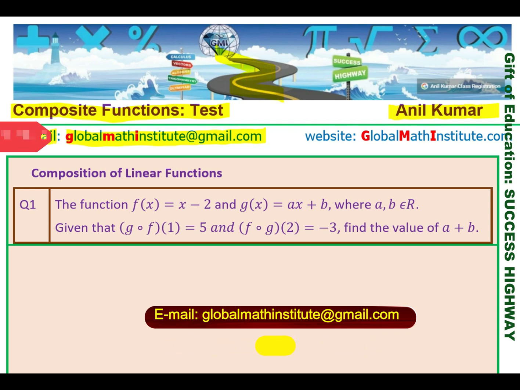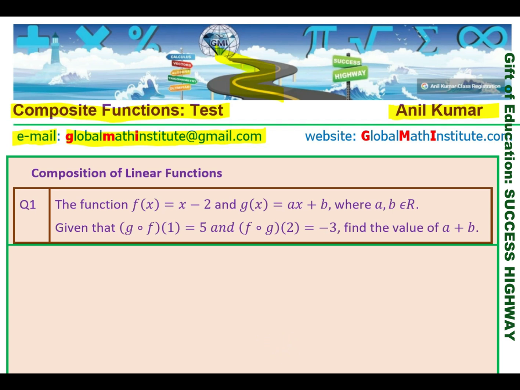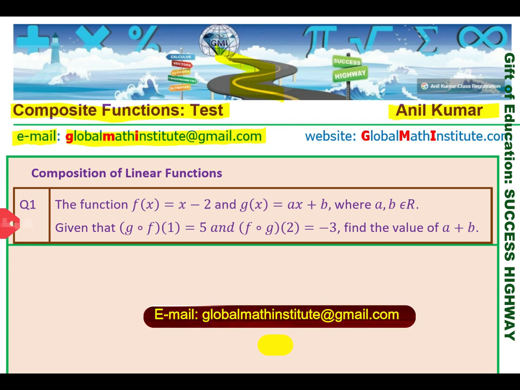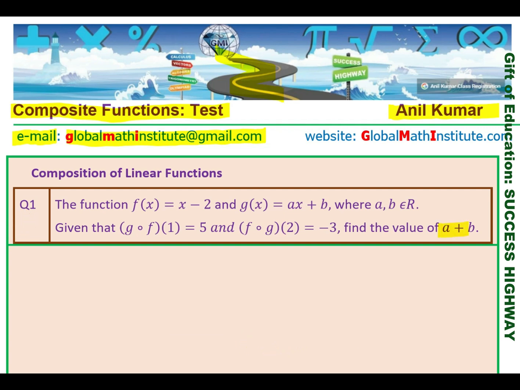So here are the questions. Question number 1 is right before you, which is the function f of x equals x minus 2 and g of x is ax plus b, where a and b are real numbers. Given that f of g of 1 is 5 and f of g of 2 is minus 3, find the values of a plus b. Have a good look at it, try to solve it. We'll actually provide the solution of this question in this particular video.